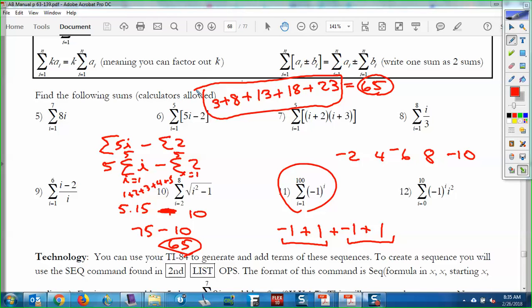So wait a minute. That's not 5, 10, 15. That's actually 2 less than 5, 10, 15. So this formula must be 5i minus 2. That's one way you could come up with that formula if you saw it, right? If you see repeated addition, you think arithmetic. If you see repeated multiplication, that makes you think of what?